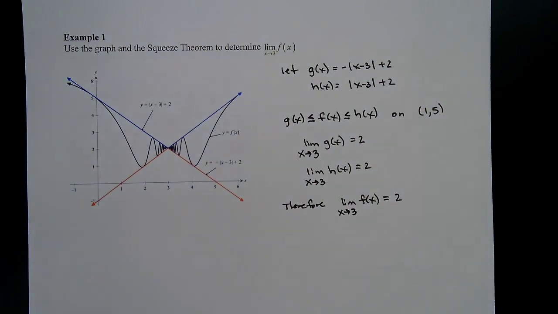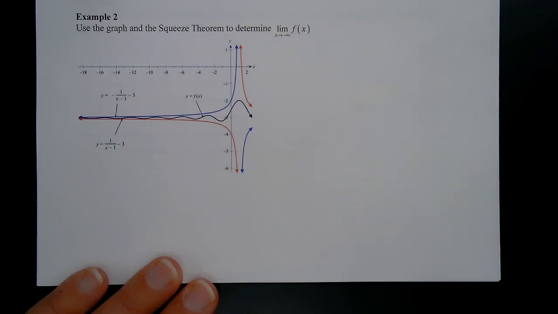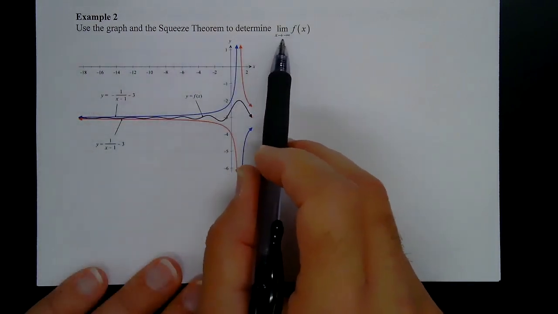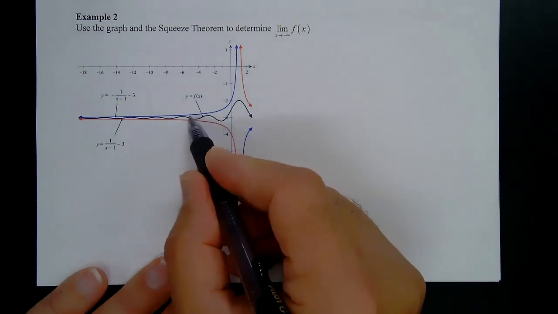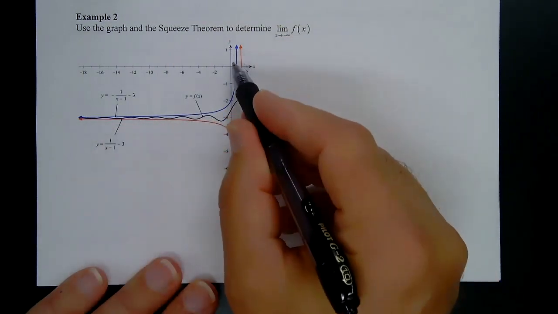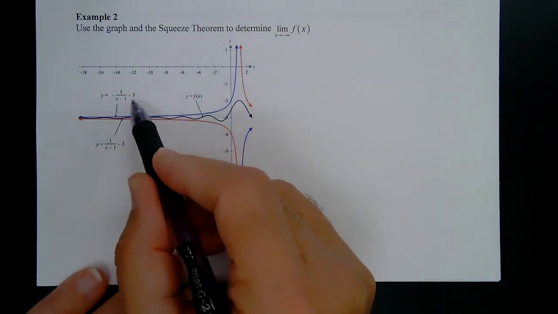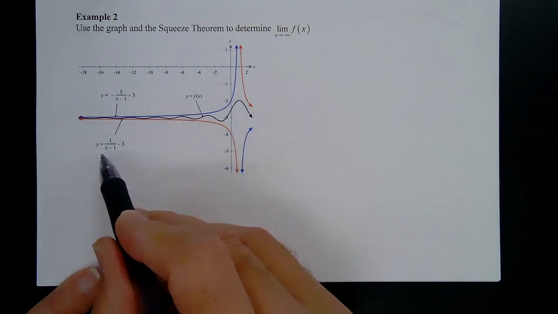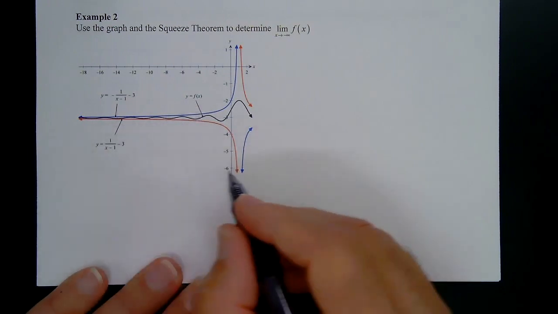Okay, let's do another problem. So this time we're going to use the graph and the squeeze theorem to determine the limit as x approaches negative infinity of f of x. So right here, this is f of x, the black one, okay? So you can see the top curve, right, which is y is equal to negative 1 over x minus 1 minus 3, is always slightly above it, right? And this red one is always slightly below the function, okay?